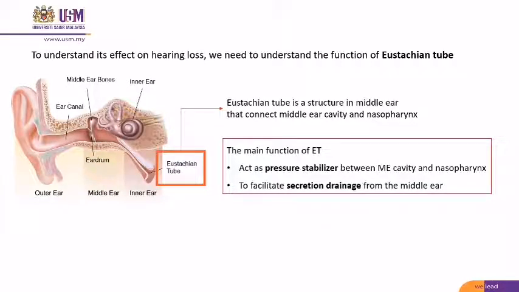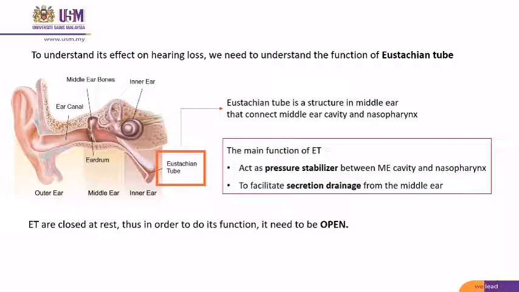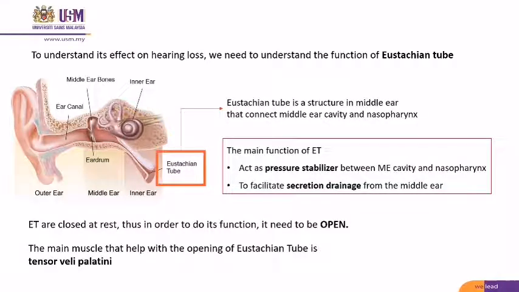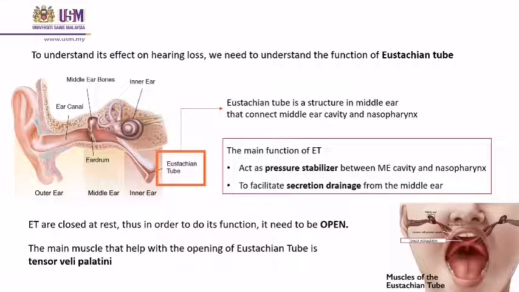Typically, the eustachian tube is closed at rest. But in order for it to do its function, to act as a pressure stabilizer and to facilitate any secretion drainage, it needs to be opened. The main muscle that helps with the opening of the eustachian tube is the tensor veli palatini. Now this muscle contracts when we are swallowing food or sometimes during speech.